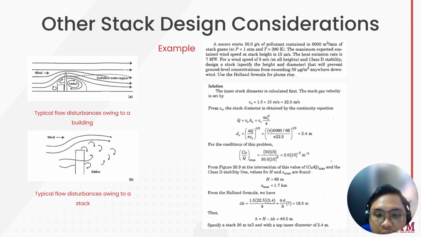Thus, little h is obtained from H minus delta h, equal to 49.5 meters. Specify a stack 50 meters tall and with a top inner diameter of 2.4 meters.